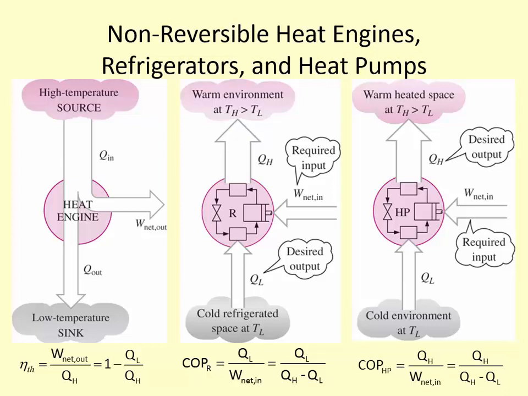And our desired output then is either removing heat from a refrigerated space to make it colder, or adding heat to a warm space to make it warmer. So depending on if it's operating as a refrigerator or a heat pump, our desired outcome is different. However, the required input is always work. It's always the same. So our coefficient of performance for a heat pump or for a refrigerator can be denoted in terms of heat and work, or just using the heat terms. Because of the first law energy balance, we know that work is equal to QH minus QL for those systems.